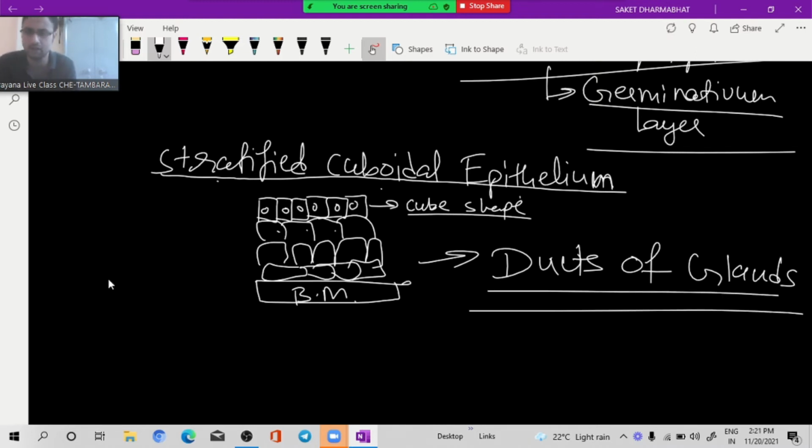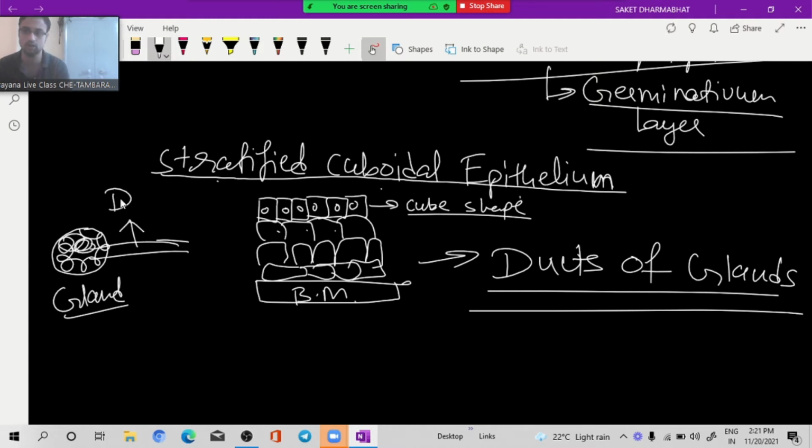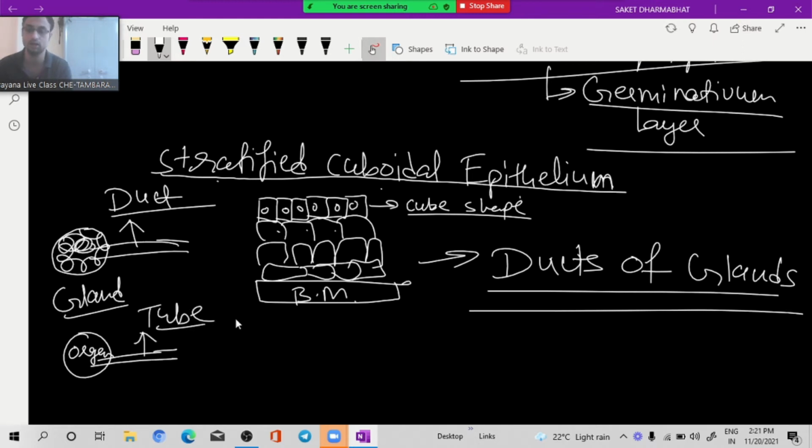So what is the meaning of duct? Have I told this before? Suppose this is a gland. From the gland, if any pipe is coming out, that is called what? Duct. But if from any organ, any pipe is coming out, this will be called what? Tube. You understand what is the difference between duct and tube?